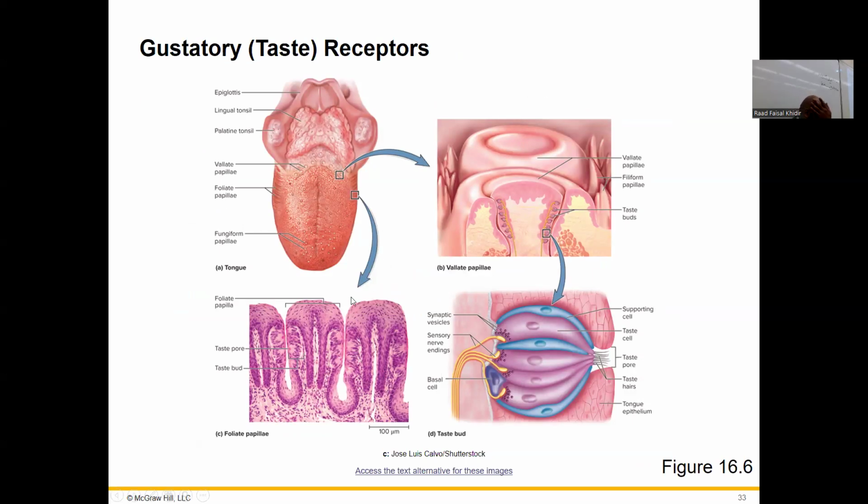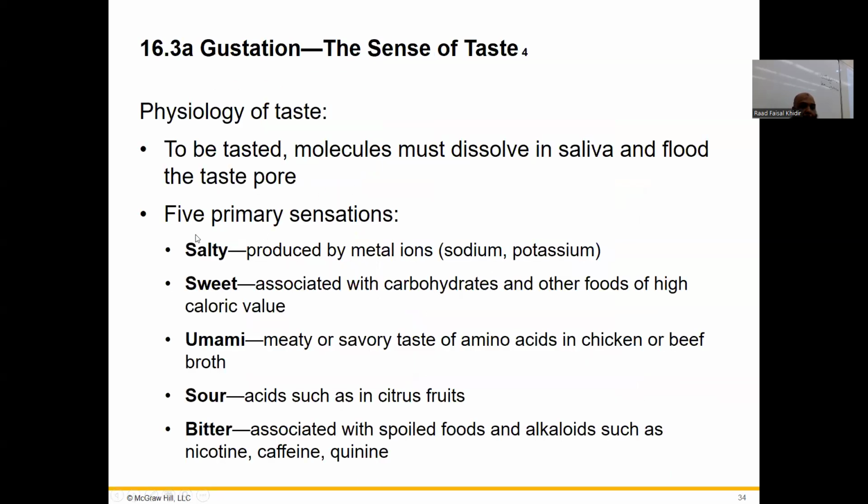And we said that the senses are important for our survival. If you weren't able to taste, you could not tell if the food is bad and poisonous and toxic. So taste helps us to tell if the food is fresh so that we can continue, or if the food is nasty, we should abandon it. Okay, so there are 5 primary sensations.